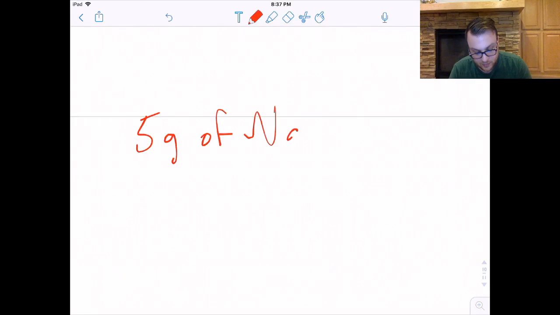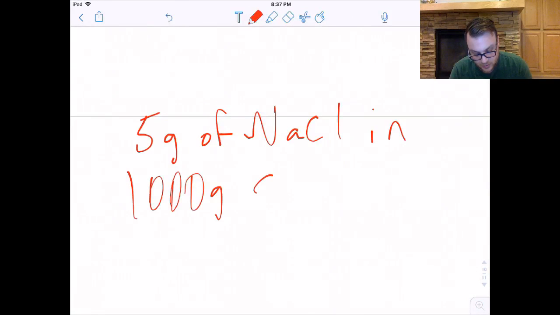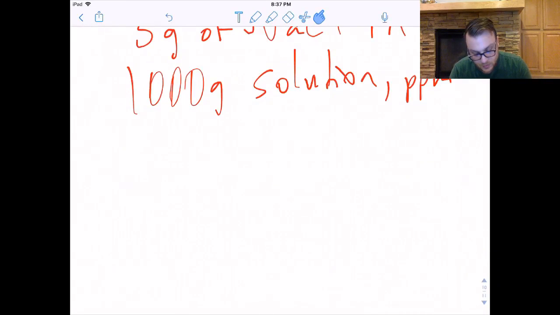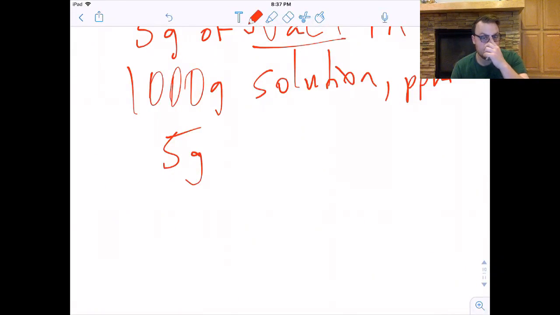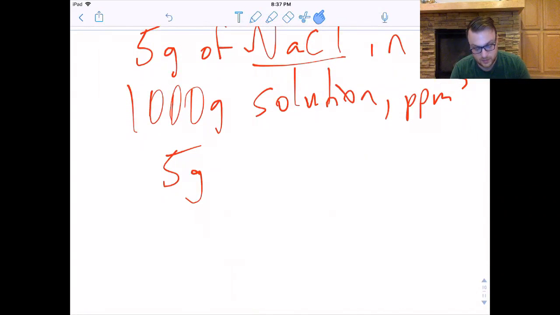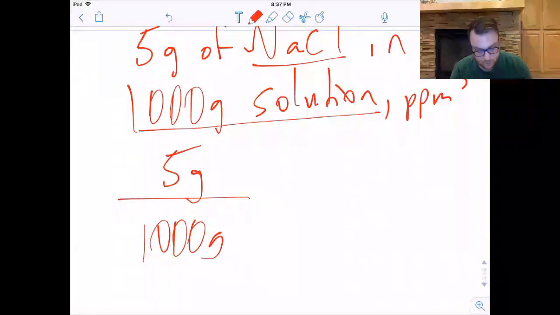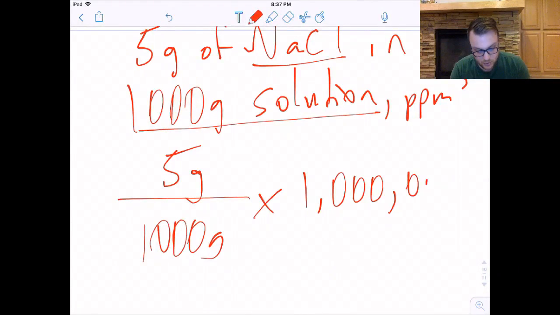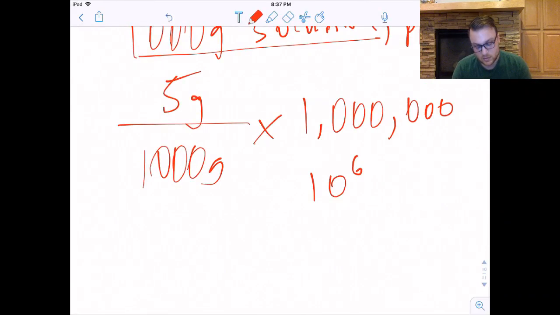Well, you do 5 grams, because NaCl is your solute. NaCl is what's being dissolved. Divide it by 1,000 grams of your solution times 1,000,000. And you can also abbreviate 1,000,000 as 10 to the 6th. So if you do 5 divided by 1,000, you should get 0.005 times 1,000,000, and that should get it up to 5,000 ppm.